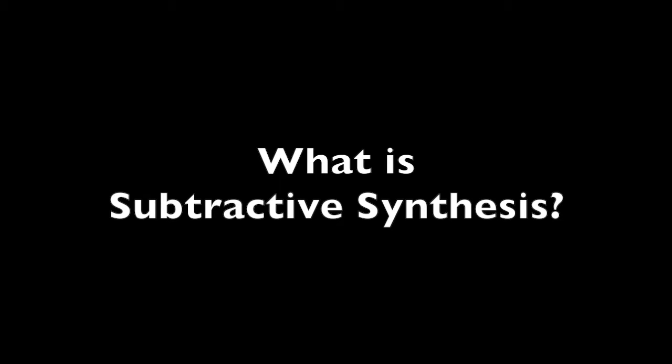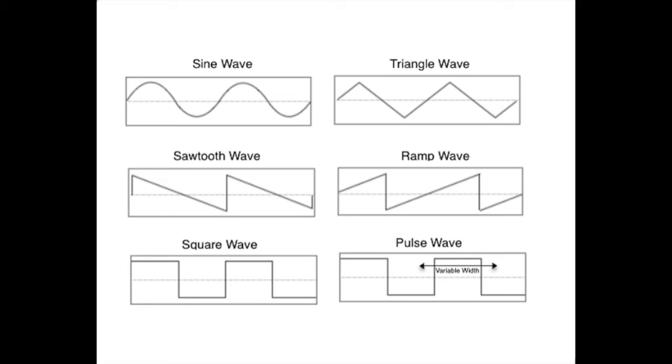The harmonically rich sounds which act as the building blocks of subtractive synthesis are called waveforms. Waveforms are created via circuits known as oscillators. The standard subtractive waveforms are sine, triangle, sawtooth, ramp, square, and pulse. Each of these waveforms contain differing harmonic content and have their own unique sound.